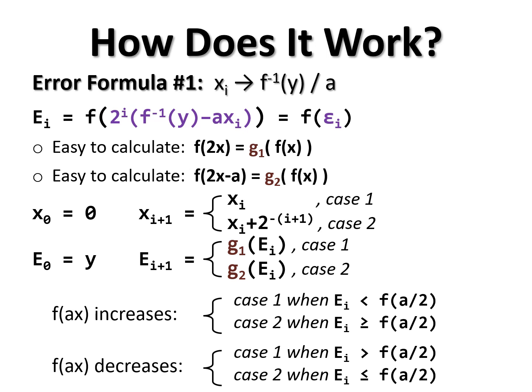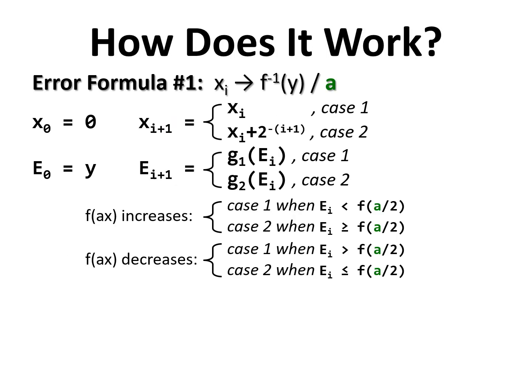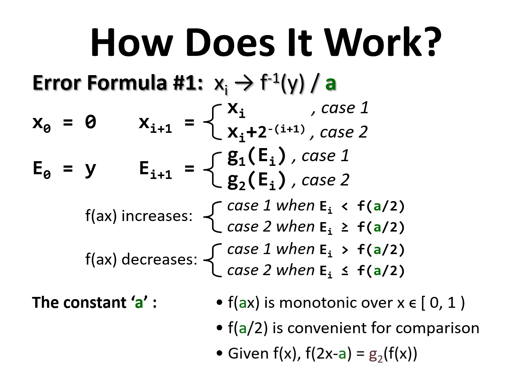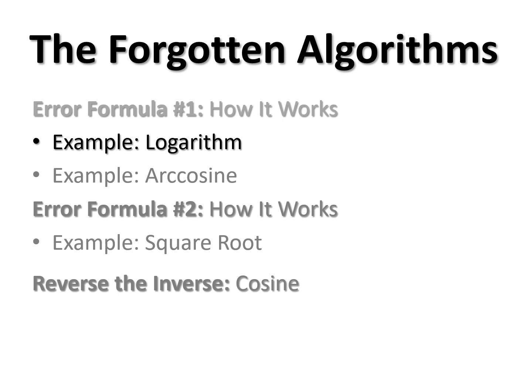So now we have the recurrence relations for x and e. We know the inflection point for case 1 versus case 2, but we still haven't chosen the constant a. There are 4 considerations. First, f of ax is monotonic, meaning it only increases or decreases as x goes from 0 to 1. F of a over 2 is a convenient constant for comparison as our inflection point. Given f of x, we can easily compute f of 2x minus a, which is our g2 function, and our input value y can range from f of 0 to f of a. So let's use error formula number 1 to generate an algorithm to calculate the logarithm.